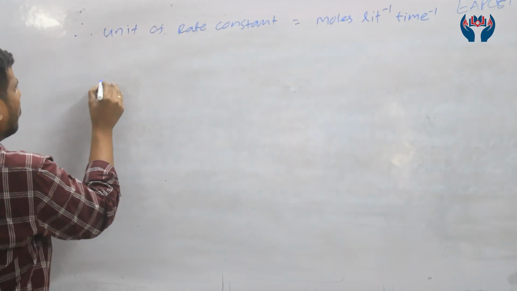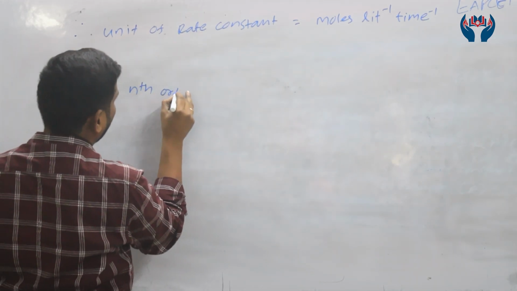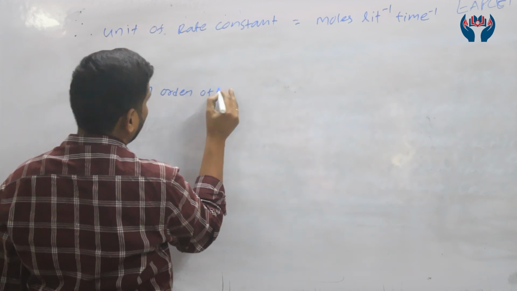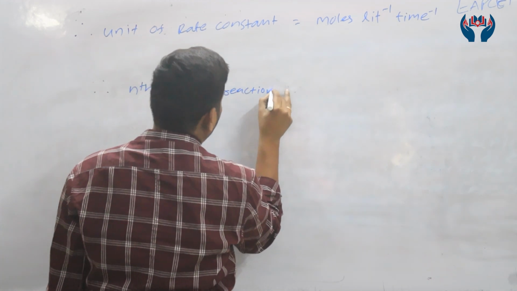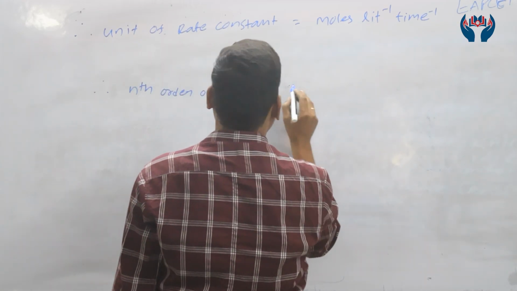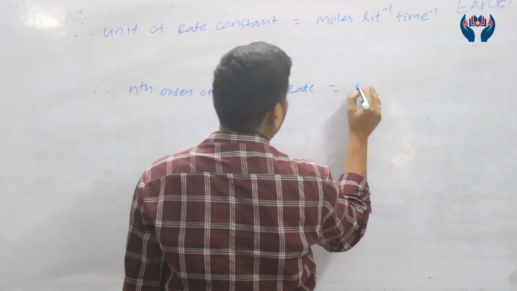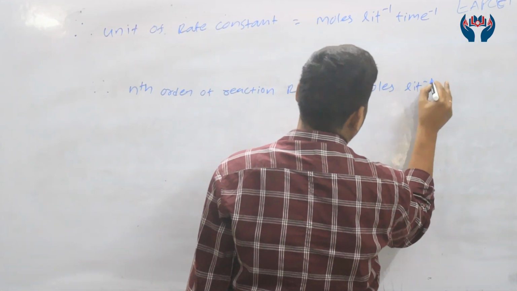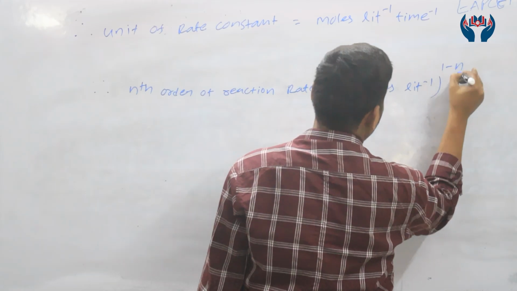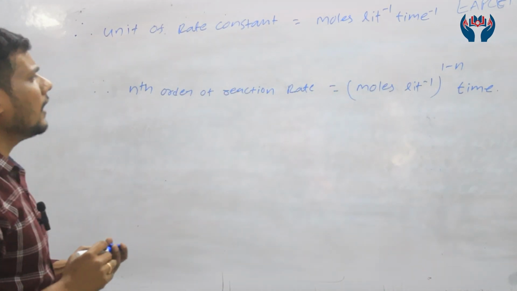And this is also explaining the nth order of reaction rate. Reaction rate for the nth order of reaction is equal to moles per liter whole power minus n per time. This is the nth order of reaction.